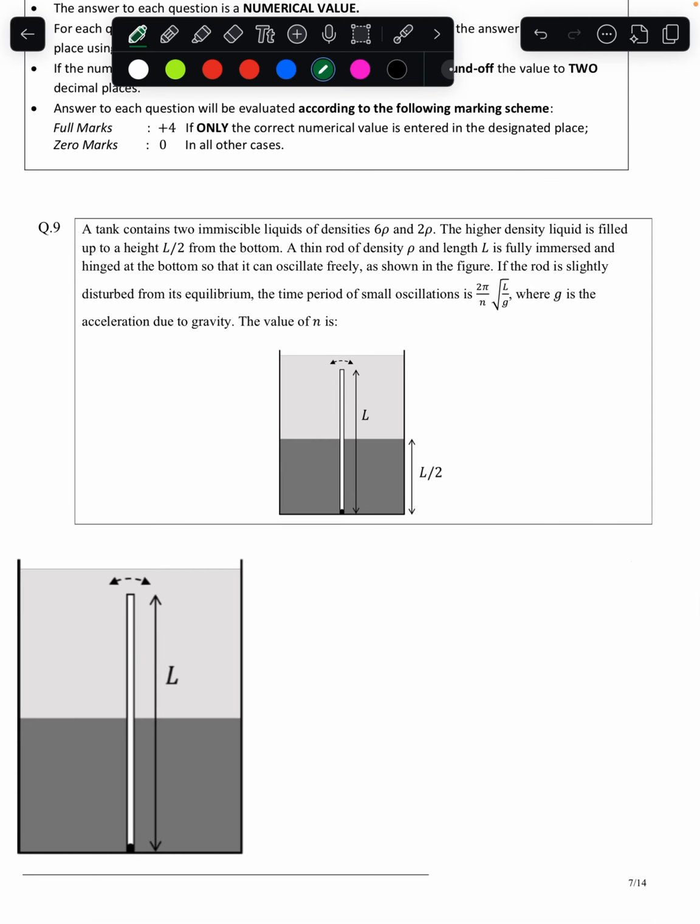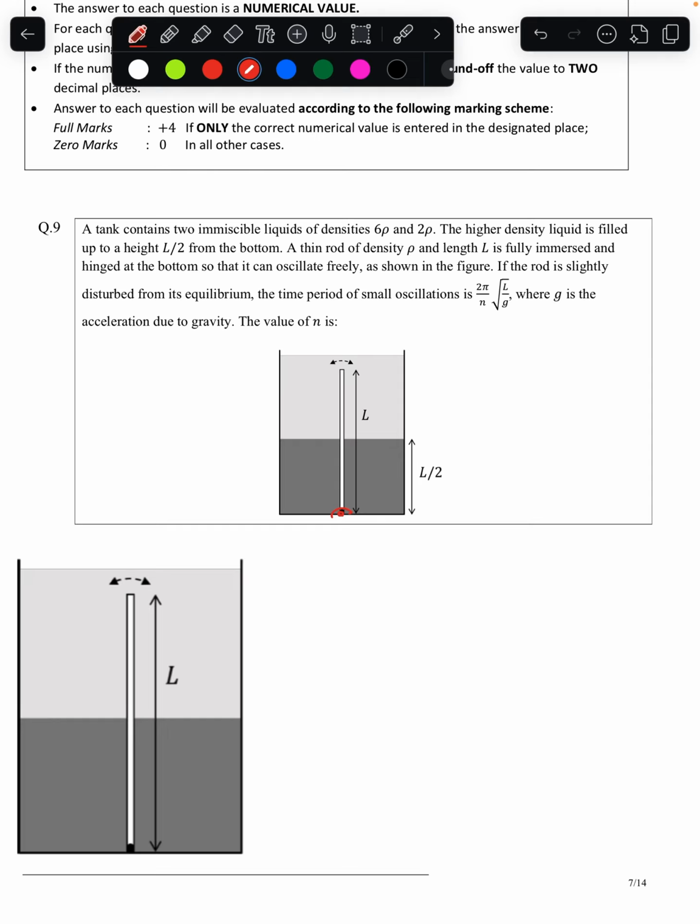They are saying a tank contains two immiscible liquids of density 6 rho and 2 rho. The higher density liquid is filled to a height of L by 2 from the bottom. A thin rod of density rho and length L is fully immersed and hinged at the bottom. Here it is hinged at this point. It can oscillate freely, as shown in the figure. If the rod is slightly disturbed from the equilibrium position, the time period of the oscillation is this. We have to find out the value of n.